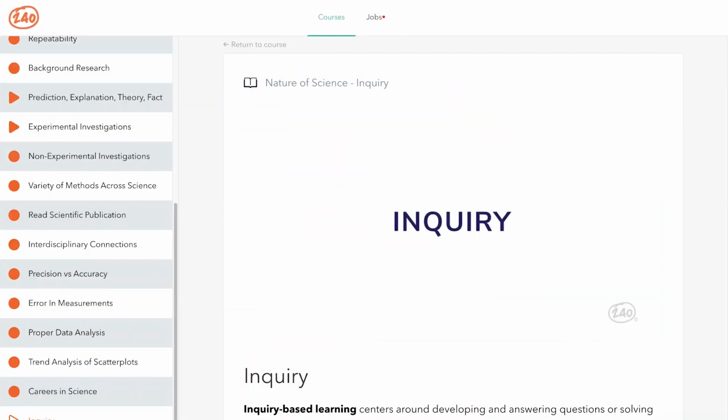During the inquiry process, students develop the habits and skills of science as well as the ability to think critically.